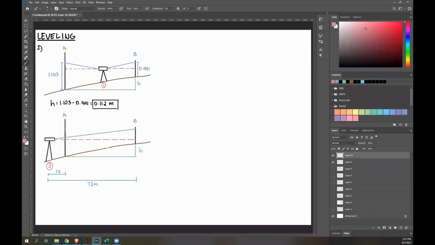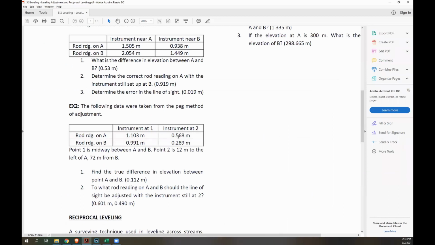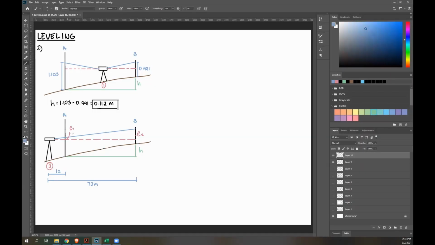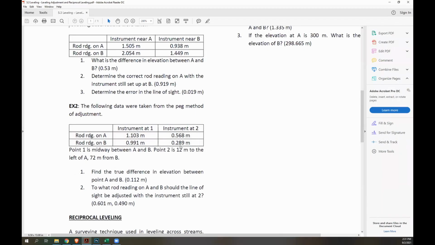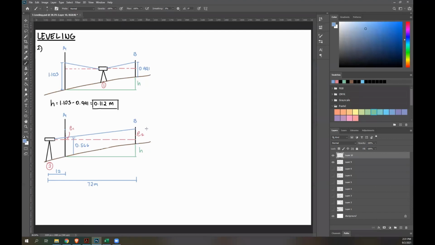Now, it's pretty obvious. The error on A is not the same as the error on B. So let's change the names for that. Let's call this now E1. And then this is error 2. And then we have our readings. Reading on A is 0.568. And then 0.289.